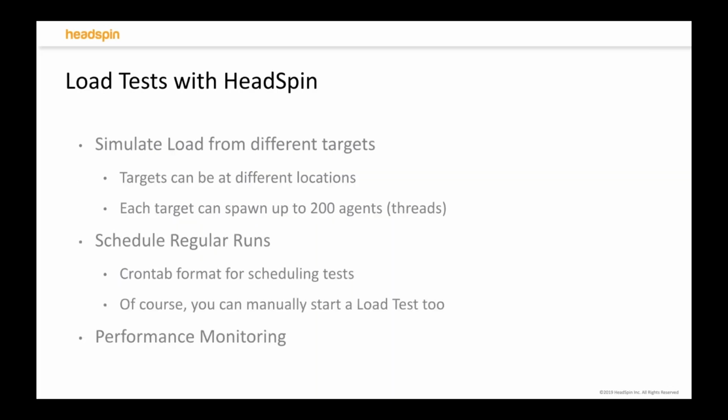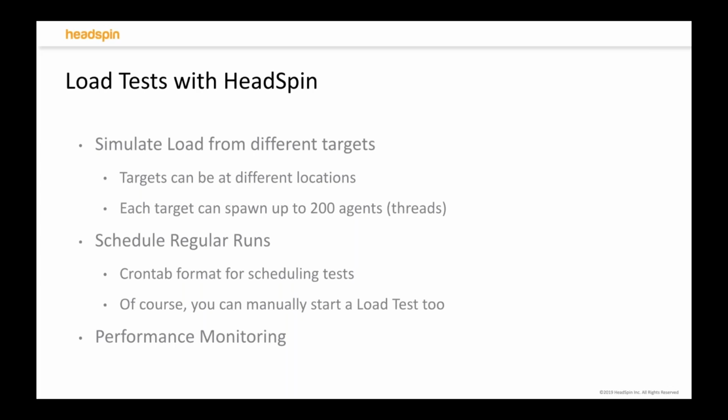So at HeadSpin, we support running tests from a bunch of different targets. Each target can spawn up to 200 threads or 200 agents. This is really an upper bound because it depends on the location of the different targets. It depends on various factors, like if the target is in a remote location that has spotty internet, then maybe it won't scale fully to 200 just because the internet connection is already dodgy. But basically, anywhere that we have P boxes, and even more locations, we can spawn a target.